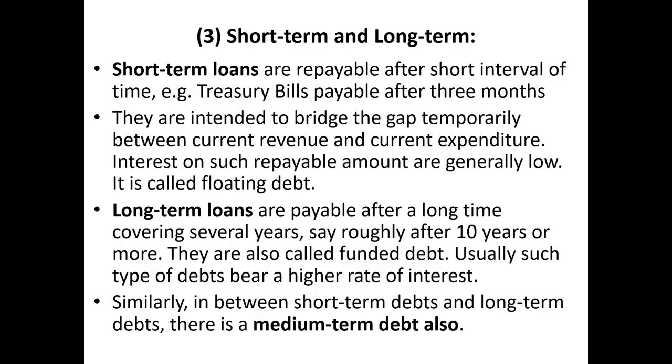In the budget there is revenue and expenditure, right? If there is a gap between the current revenue and current expenditure, which means current expenditure is more than current revenue, then in order to bridge the gap the government borrows short-term loans. The interest on such loans is generally low. Loans have to be repaid, right? But the interest on such loans is very low, and it is also known as floating debt.